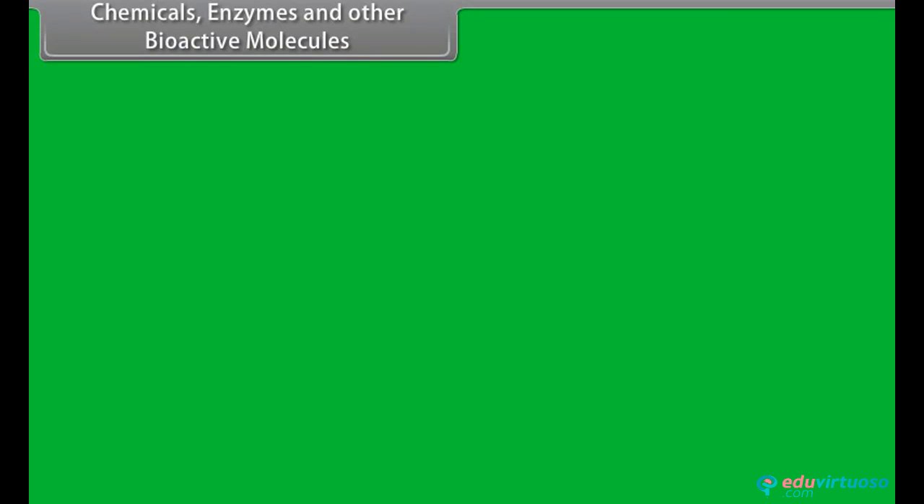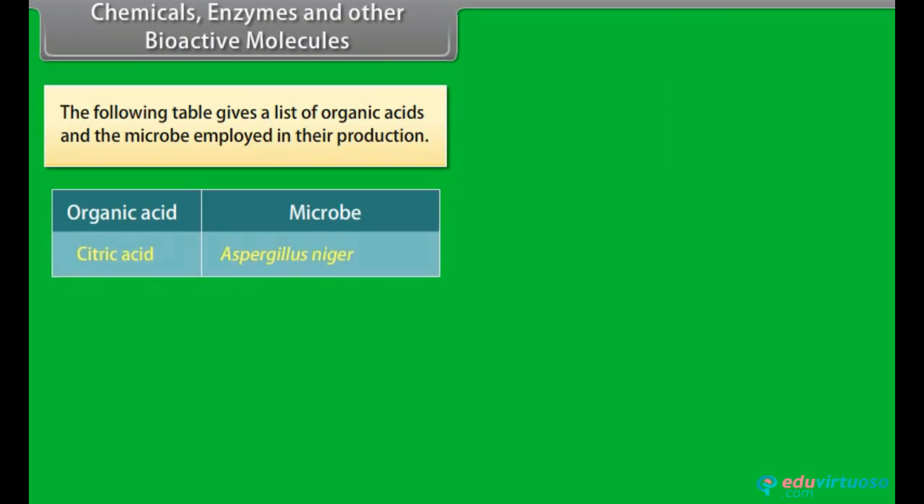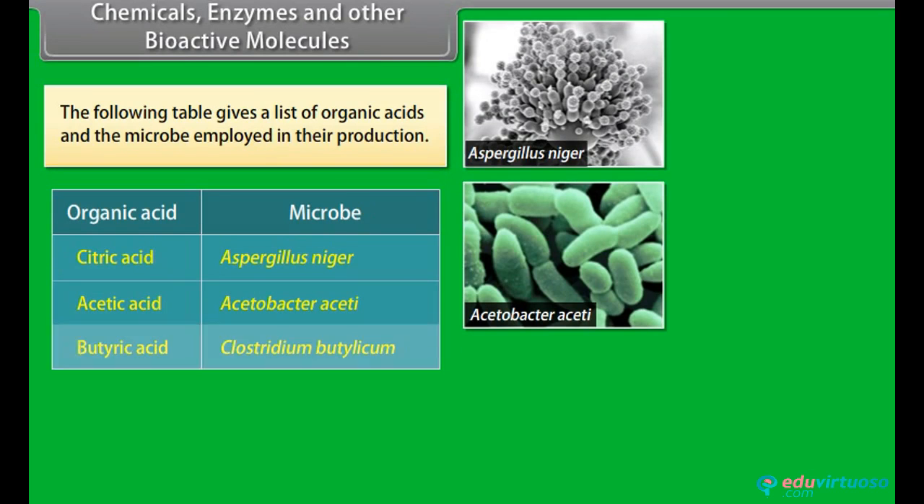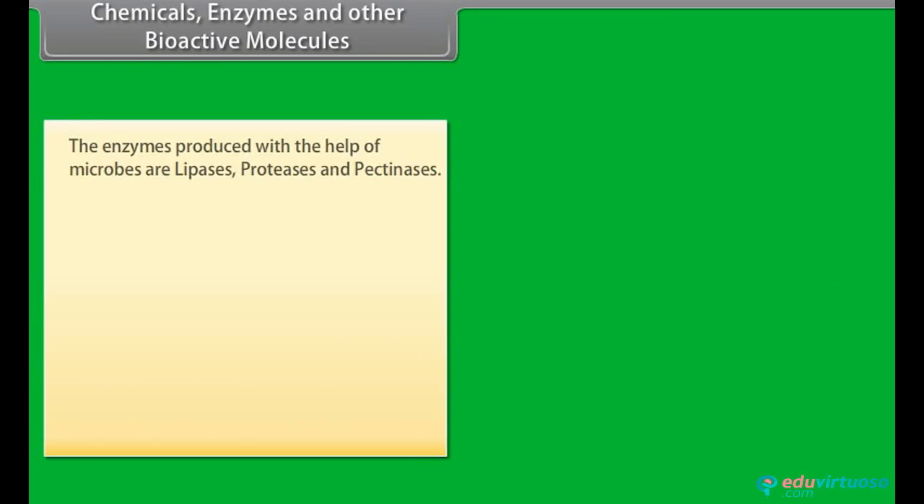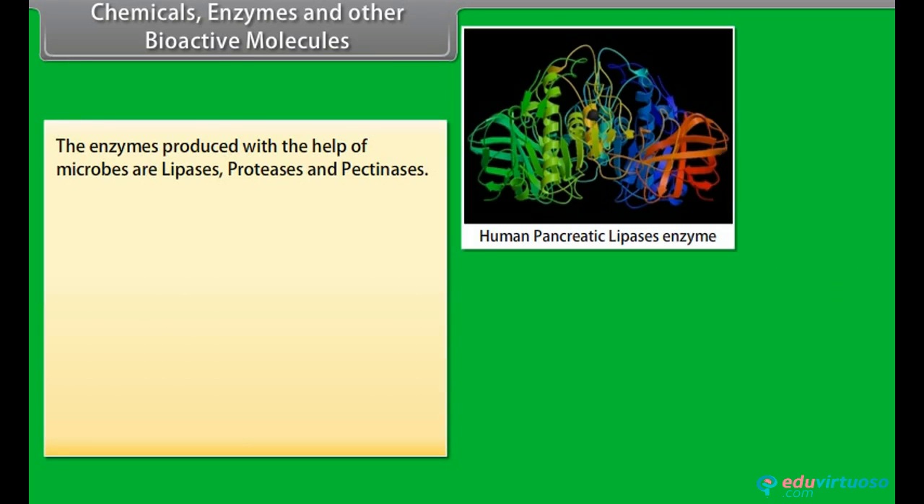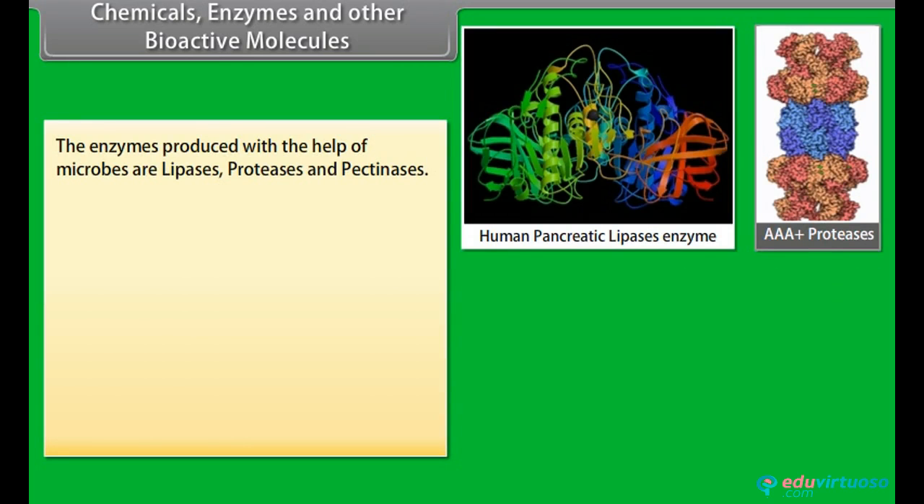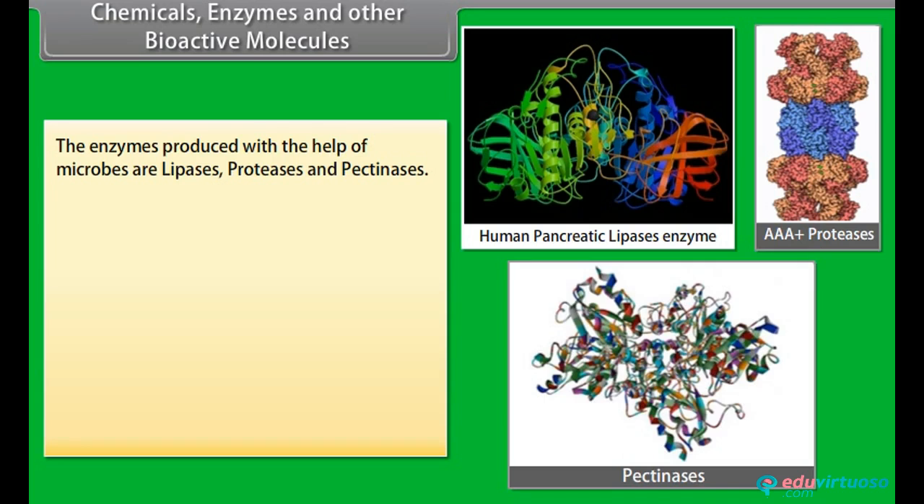Chemicals, enzymes, and other bioactive molecules. The following table gives a list of organic acids and the microbe employed in their production. The enzymes produced with the help of microbes are lipases, proteases, and pectinases.